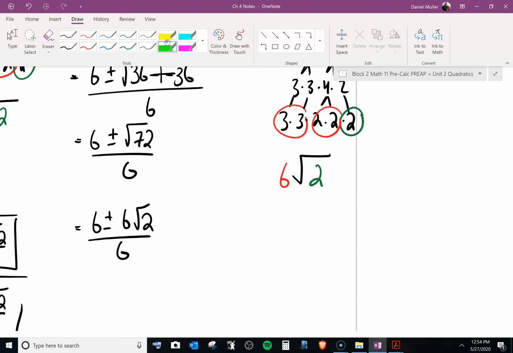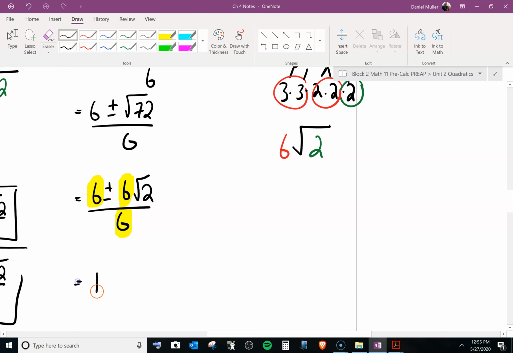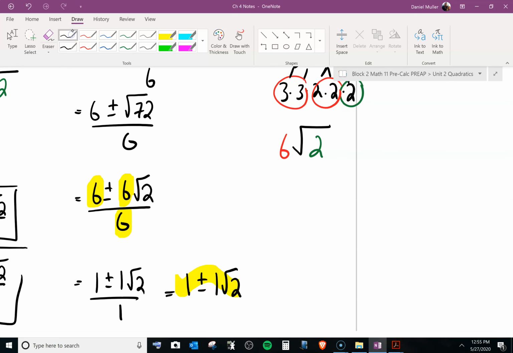So then you take a look at the outside numbers. Can they all be divided by something? Sure, they can all be divided by 6. So I'm going to get a 1 plus or minus 1 root 2 all over 1. Now you don't have to write over 1, so you can just write 1 plus or minus 1 root 2. So we've got this option, 1 plus 1 root 2. And then we've got the other option, 1 minus 1 root 2.